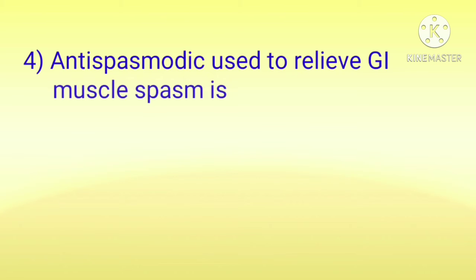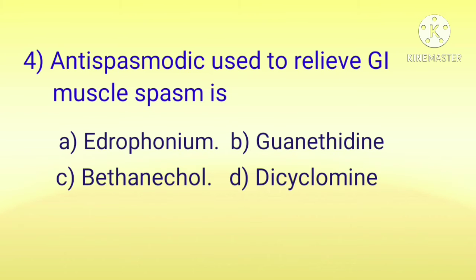Fourth question. Antispasmodic used to relieve GI muscle spasm is option A. Edrophonium, B. Guanethidine, C. Bethanechol and D. Dicyclomine. Here the answer, option D.